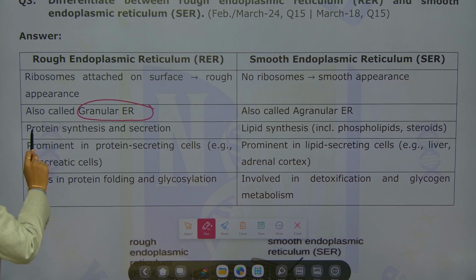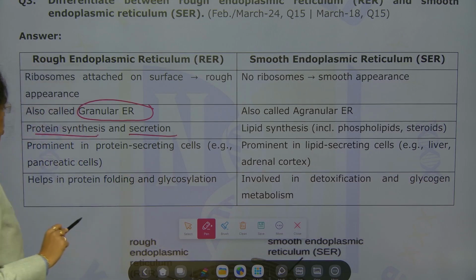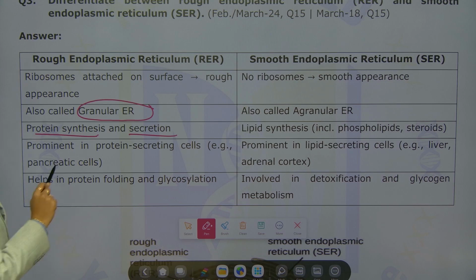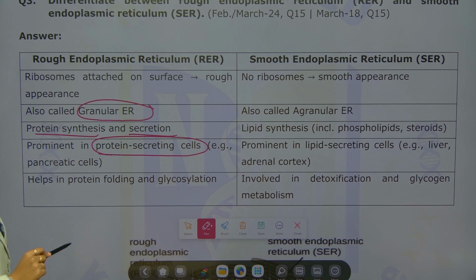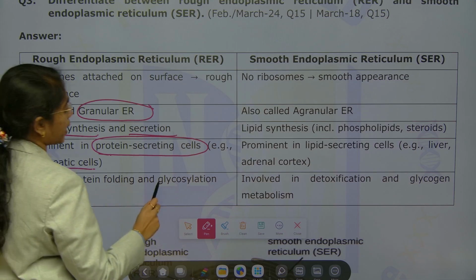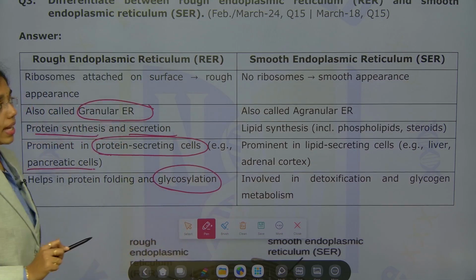This is useful for protein synthesis and secretion. It is prominent in protein secreting cells, like pancreatic cells. This helps in protein folding, for example glycosylation.